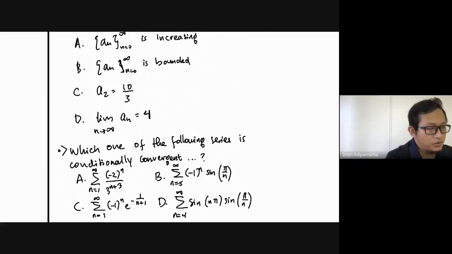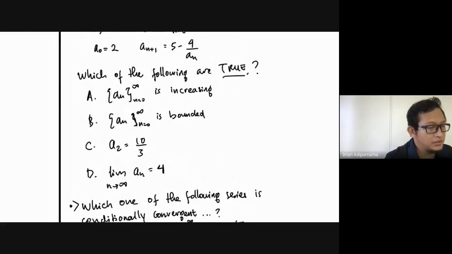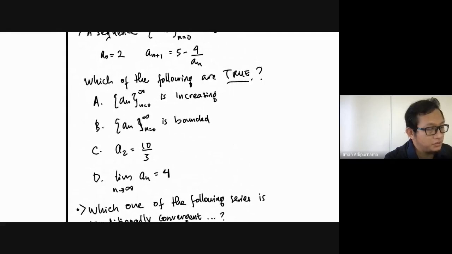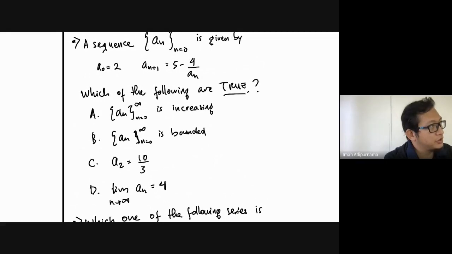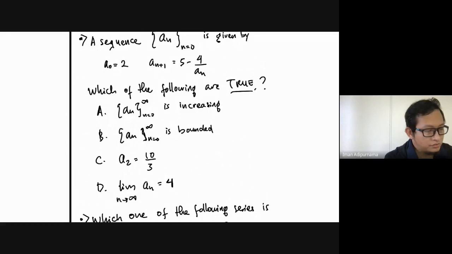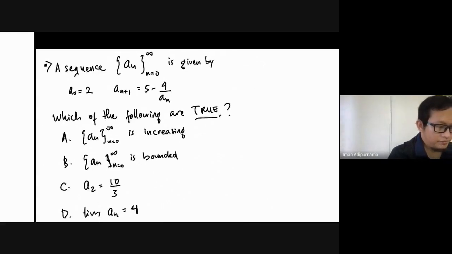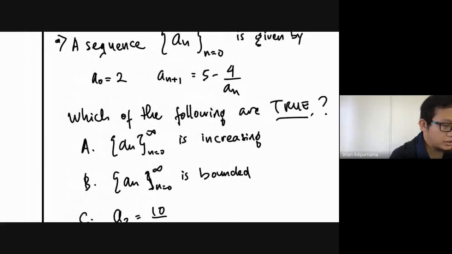Okay. For the first one, I think the question is not too difficult, but you need to try fitting the options to the question, like trial and error. So which of the following are true? A, the sequence is increasing. B, it's bounded. C, A2, you need to try, right? And D, the limit as n approaches infinity is 4. So first you need to check.